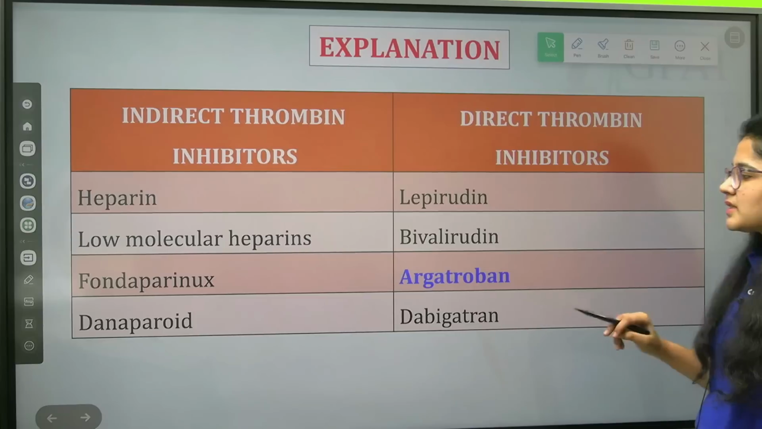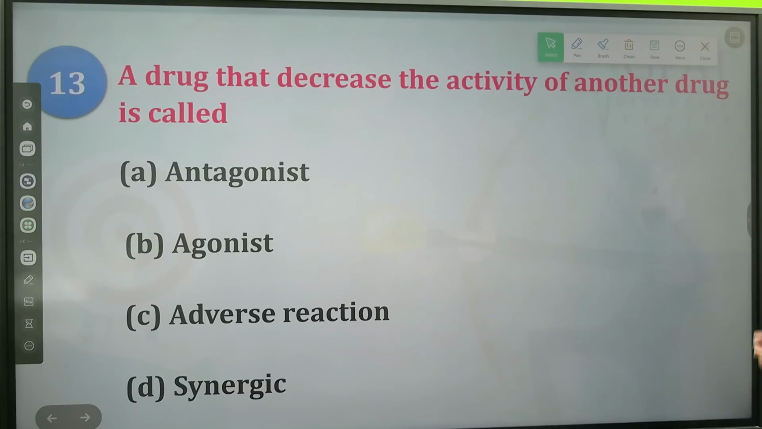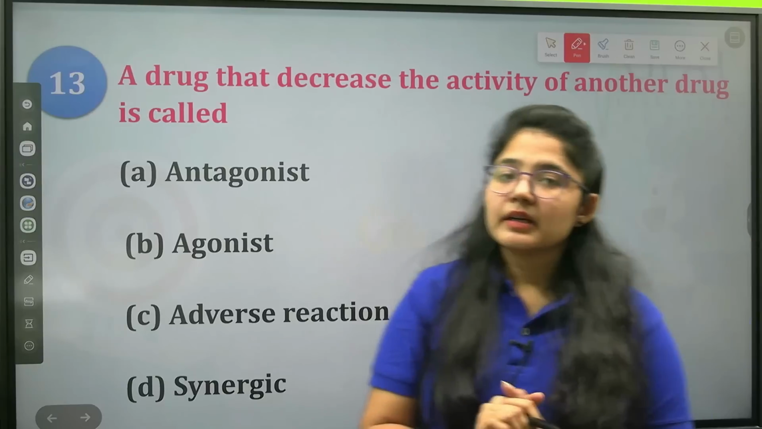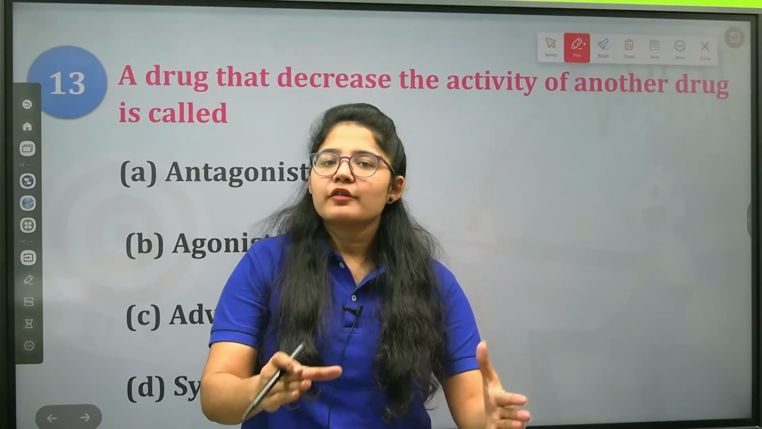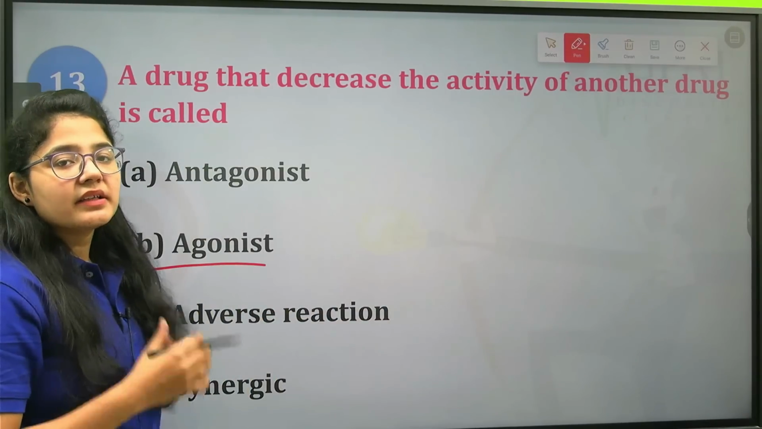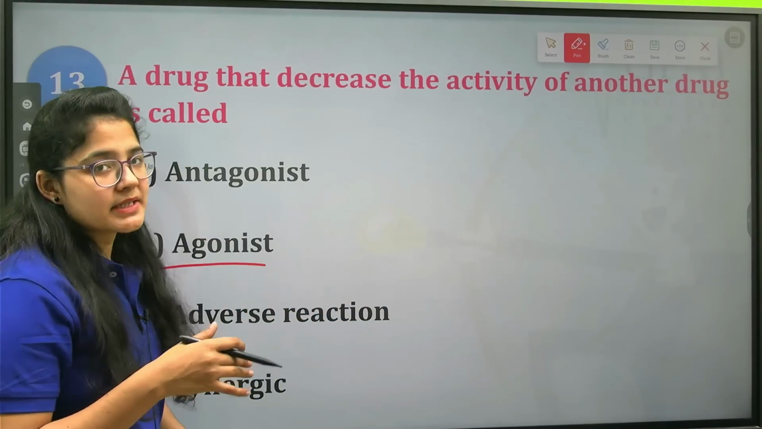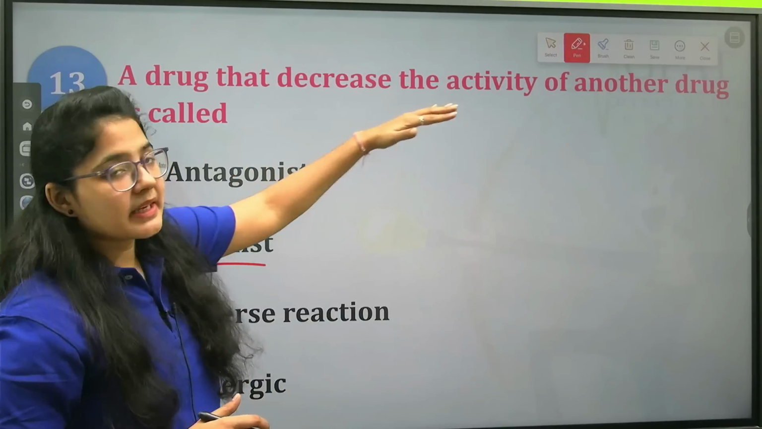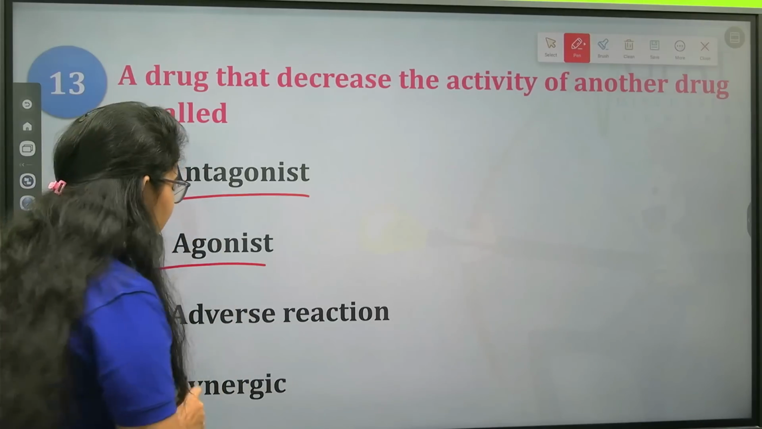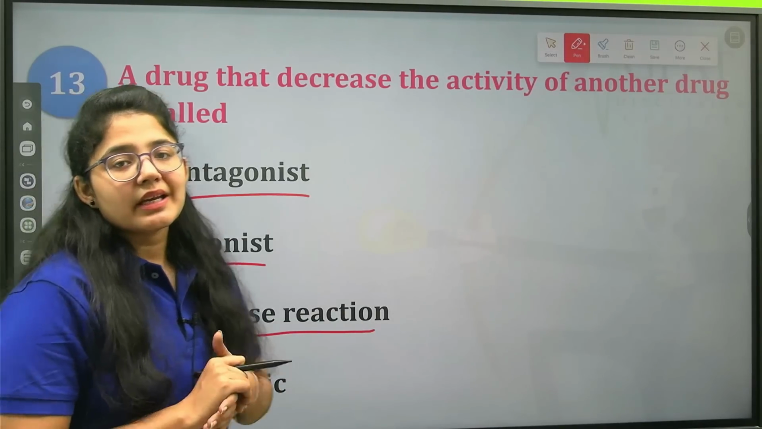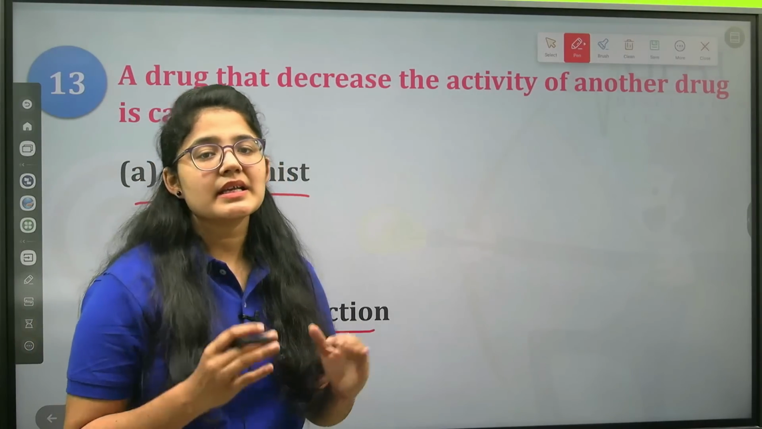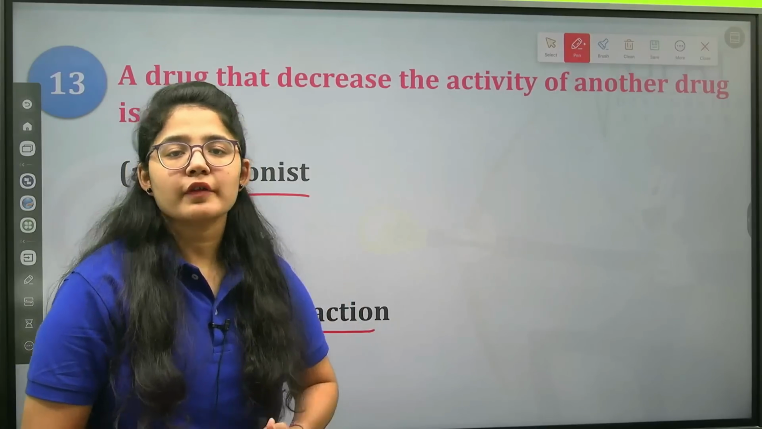Clear? Next question: a drug that decreases the activity of another drug is called. A drug that increases the activity of the drug, which means that supports the drug, is your agonist, and the drug which acts opposite of the agonist, meaning it will decrease the activity of the drug, is your antagonist. Next we have the adverse reaction, the reaction which is not favorable for us, not a desired effect, is your adverse effect.